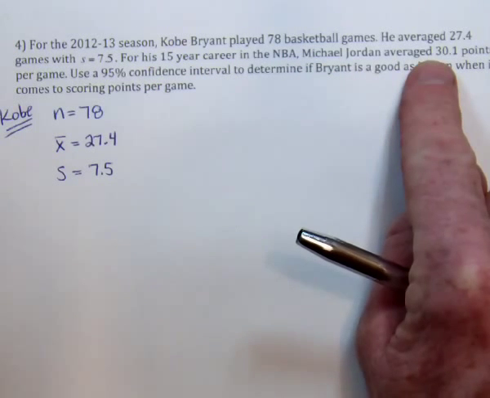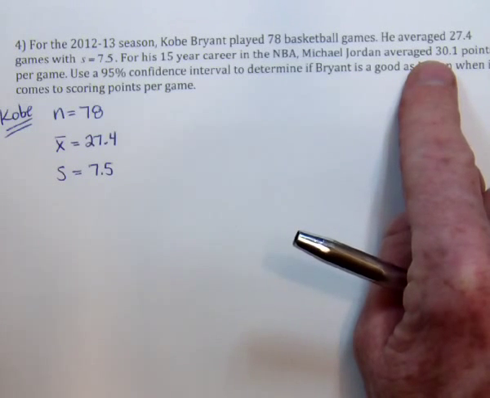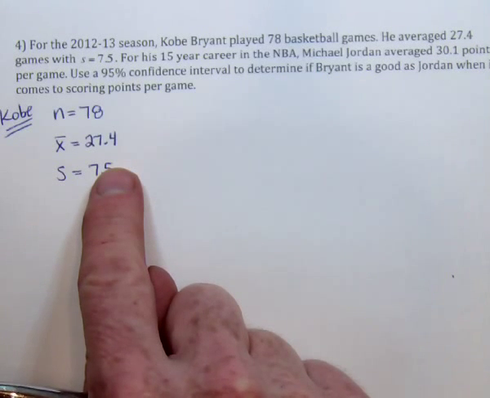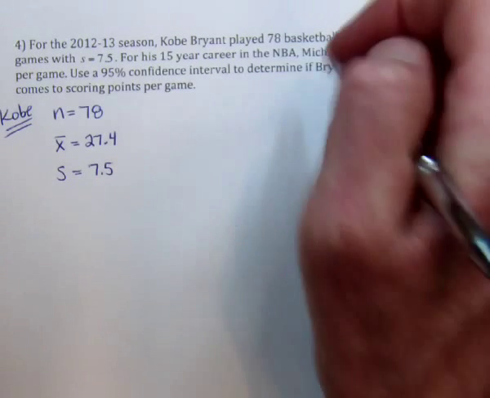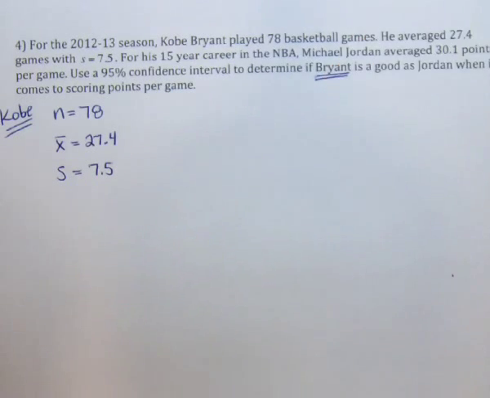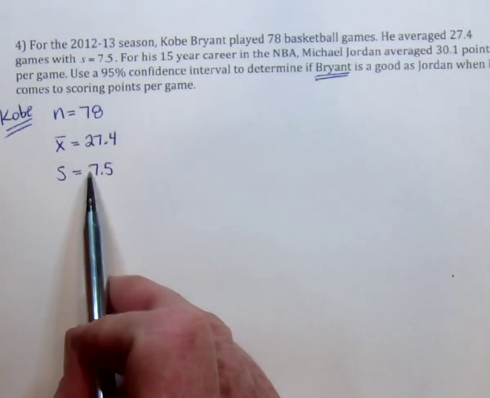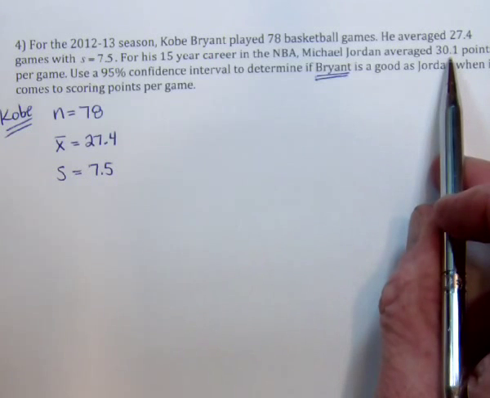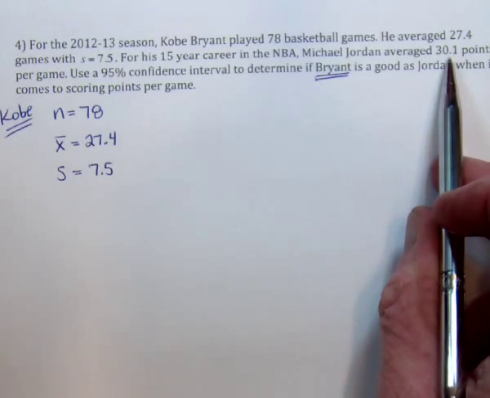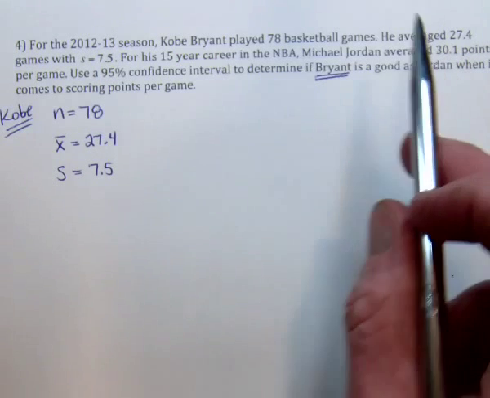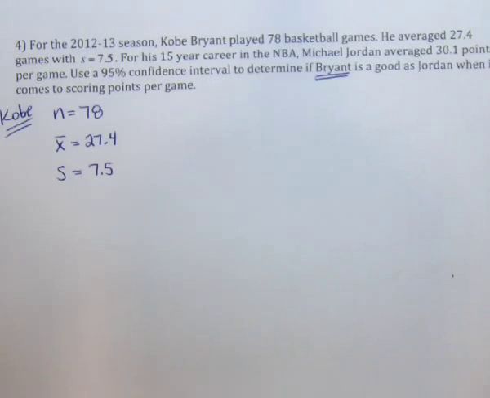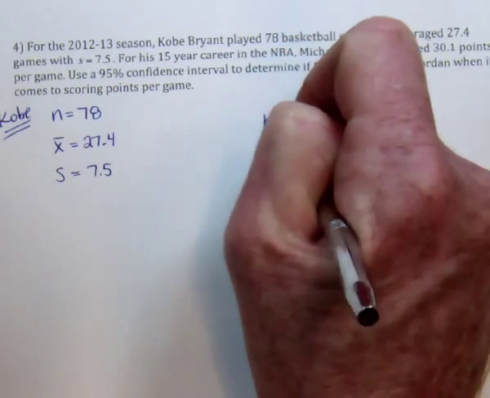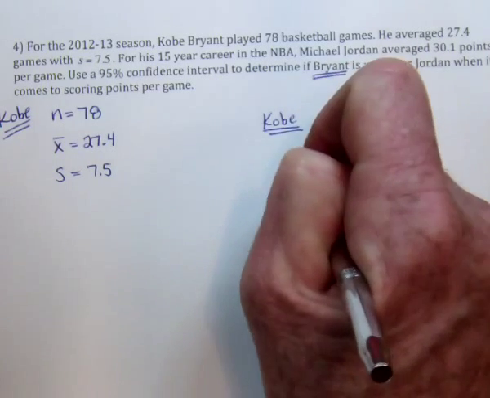Michael Jordan, he averaged this, and it says nothing about the standard deviation. So I don't have this type of information about Michael Jordan. So what I have to do is make a confidence interval for Kobe Bryant based on this information over here, and then see, does that interval surpass Michael Jordan's 30.1, or does Michael Jordan's 30.1 surpass Kobe Bryant? Let's see. So keep in mind this interval is for Kobe Bryant. So the mean is between what and what?